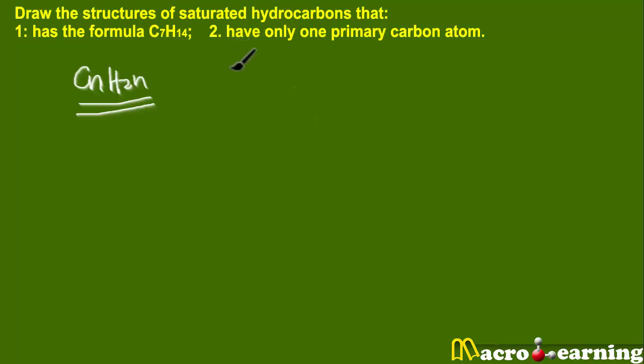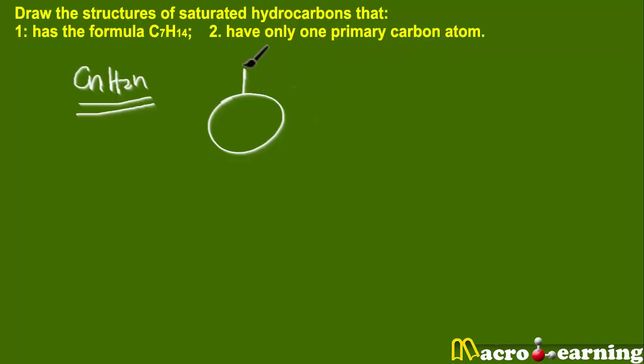Okay, and then it has only one primary carbon atom. So that means that the ring has one and only one substituent. Okay, so let's see. Say this one, this is the ring. We don't know how many carbons, we'll figure that out in a moment. But this is the ring, and it's got at least one substituent.